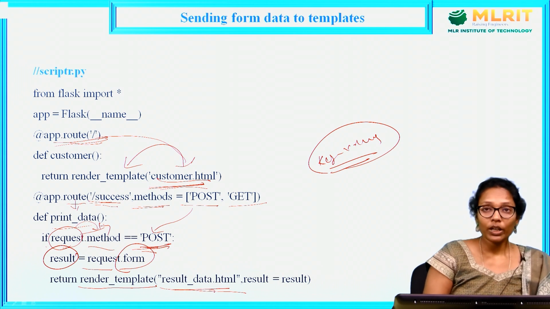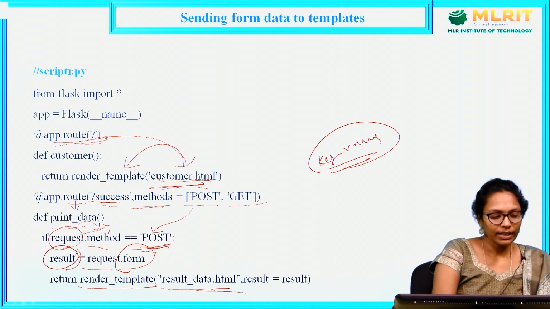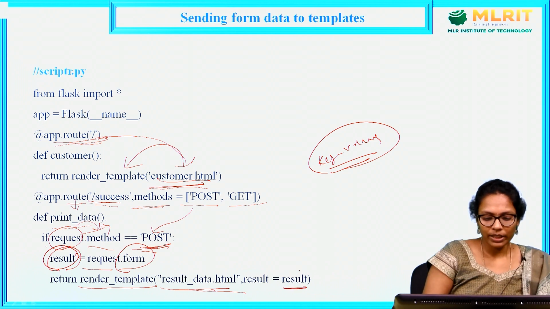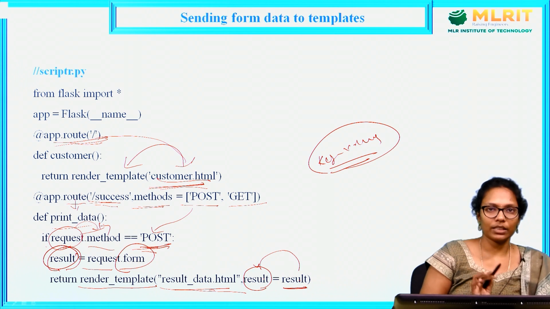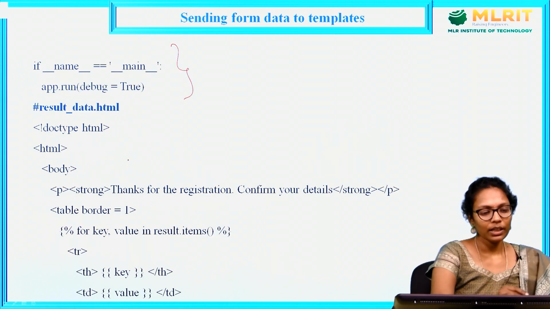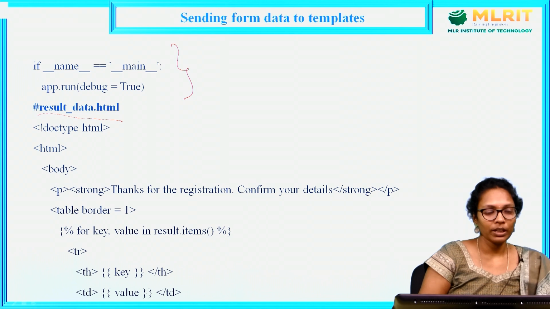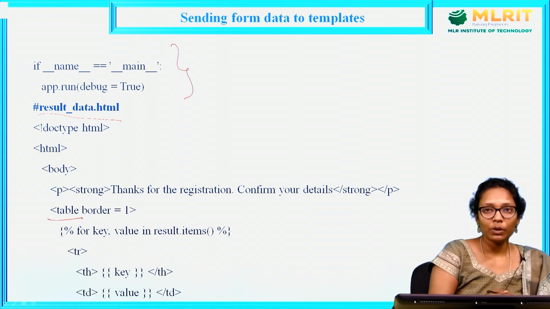result_data.html. But what do I want to display in that HTML file? The result. This result I am sending to HTML, and in HTML also the name of the result is result only. So that's all. I'm closing this Python. Coming to result_data.html, here I am creating a table to display the data.